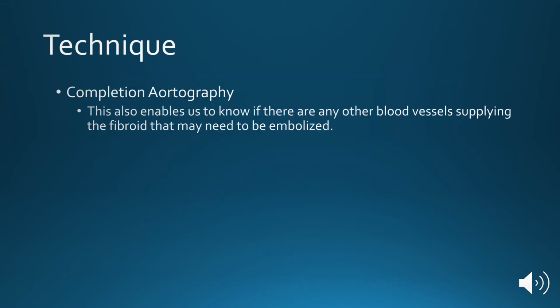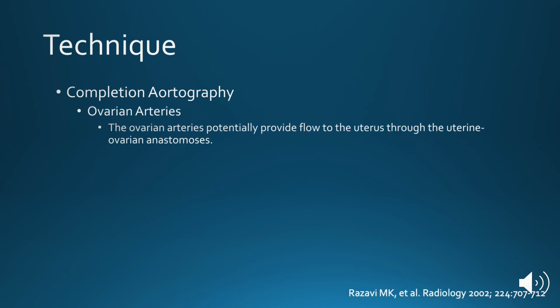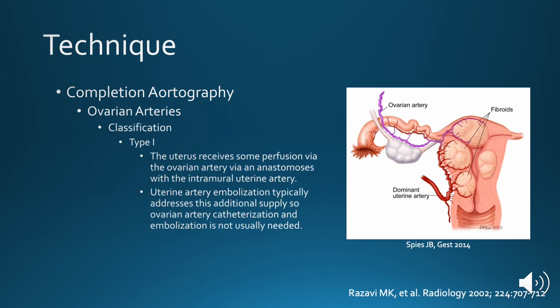The completion aortogram also enables us to know if there are any other blood vessels supplying the fibroid that may need to be embolized. And most notably, this includes the ovarian arteries. And the ovarian arteries at least have the potential to provide flow to the uterus through uterine-ovarian anastomoses. Back in 2002, Mahmoud Razavi took the time to classify these anastomoses. In a type 1 anastomosis, the uterus receives some perfusion via the ovarian artery via an anastomosis with the intramural uterine artery.